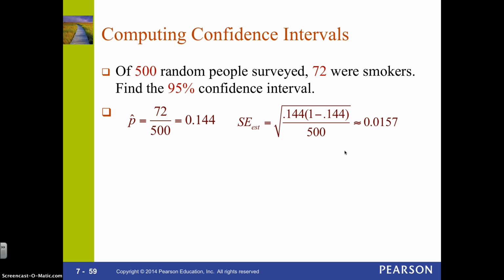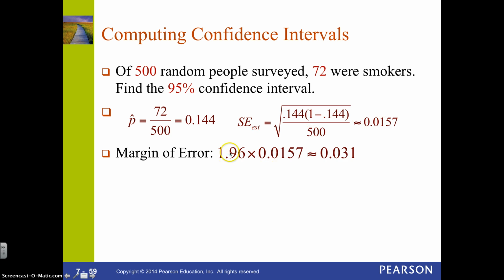I also need to calculate my standard error, and again this is going to be an estimate because I have to use p-hat to find my standard error. I can't use p, because I don't know p or I wouldn't have taken the sample. So just plug in p-hat for each of these values. I get 0.0157 or about 1.57%. My margin of error, since we're doing a 95% confidence interval, is 1.96 times this standard error.